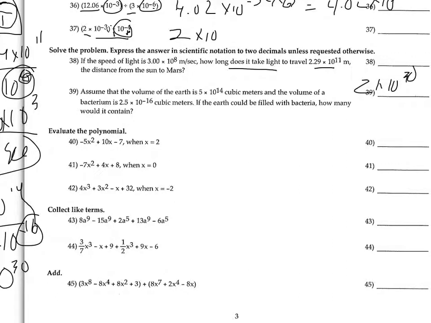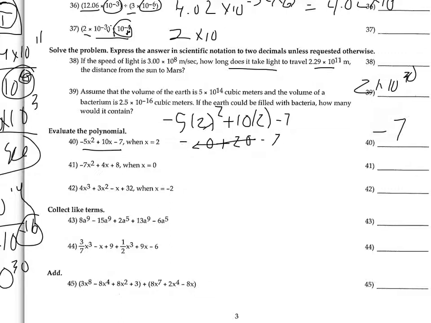We have that. Now, evaluating these polynomials, really we're just plugging numbers in. So here we're going to plug in 2 to that. So you have negative 5 times 2 squared plus 10 times 2 minus 7. So 2 squared is 4 times negative 5 is negative 20. 2 times 10 is 20 minus 7. These cancel, so we get negative 7.